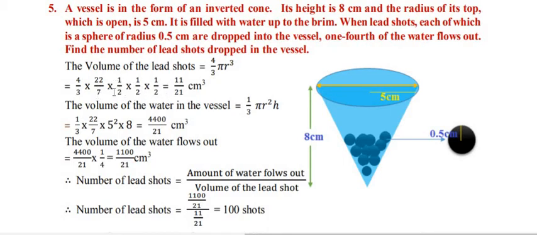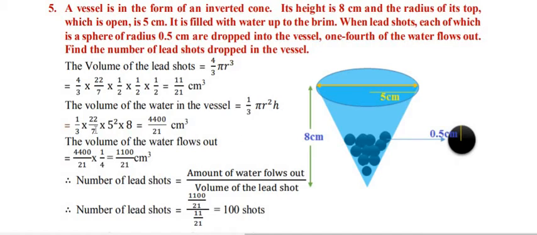We can cancel: 2 2s are 4, and again 2 11s are 22. So it becomes 11 divided by 21 cm cube. So this is the volume of each lead shot. Then we can find the volume of the water in the vessel. That is, the volume of the water in the vessel is equal to 1/3 pi r square h.